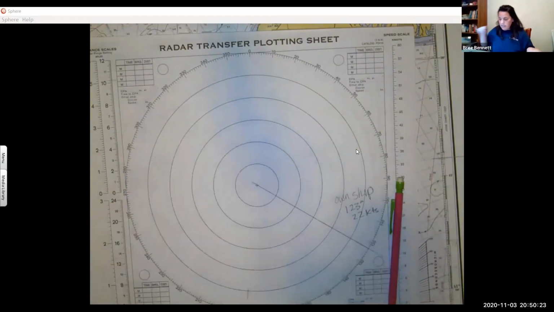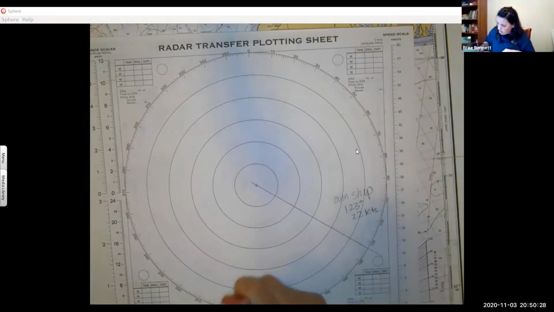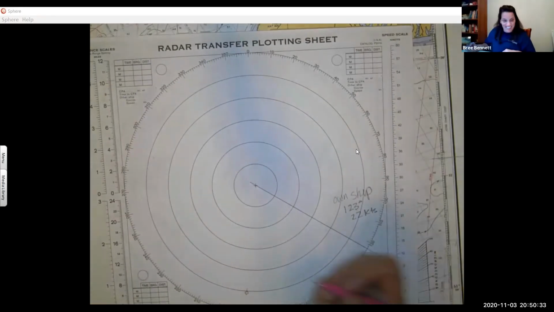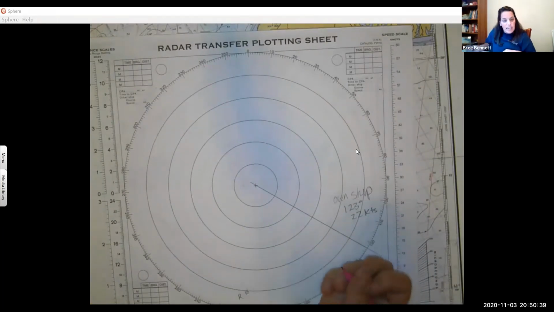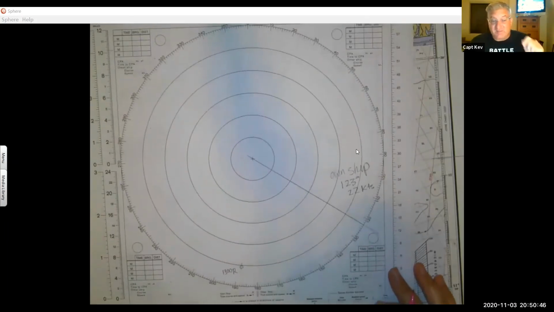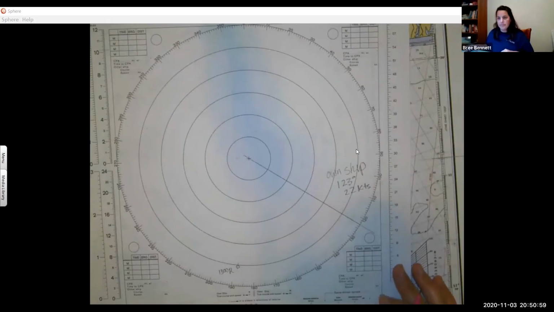And what do we label this one? R. So we're going to label this R. And that was at 1300. And just for my own benefit, R is the designation of the first contact of a given target. M is the second contact of the same target. Correct. Thank you.